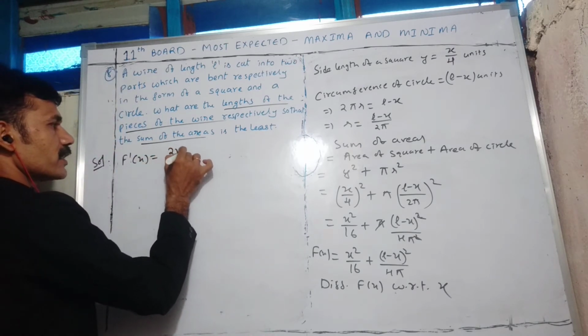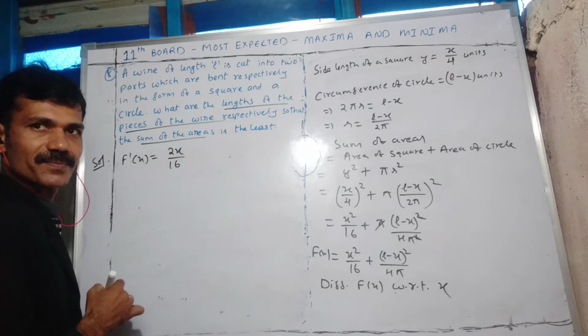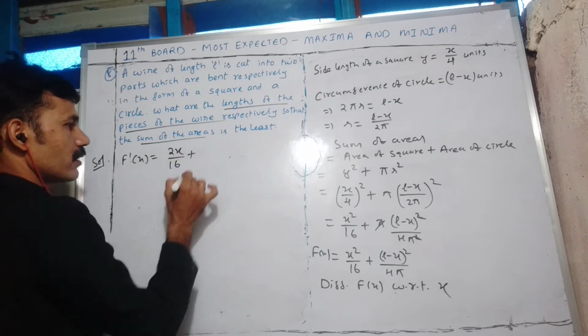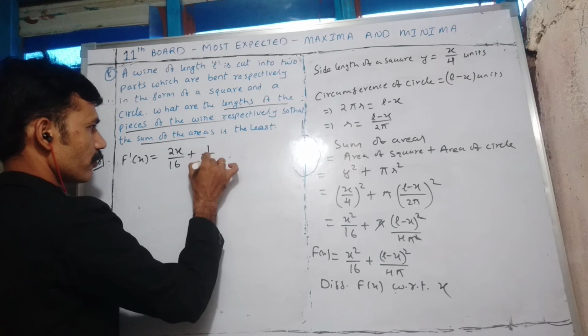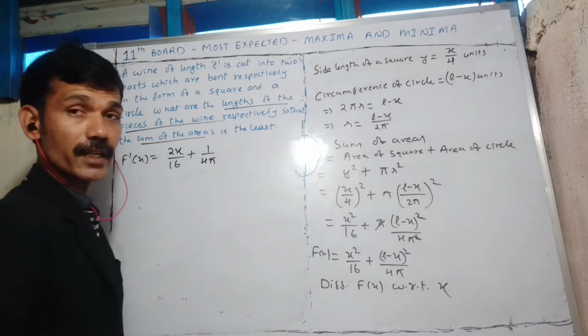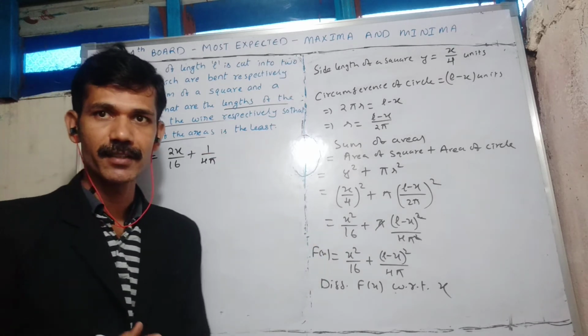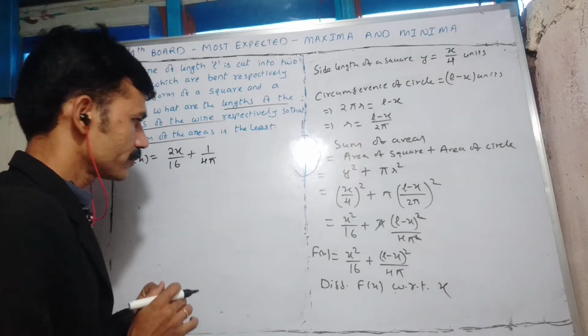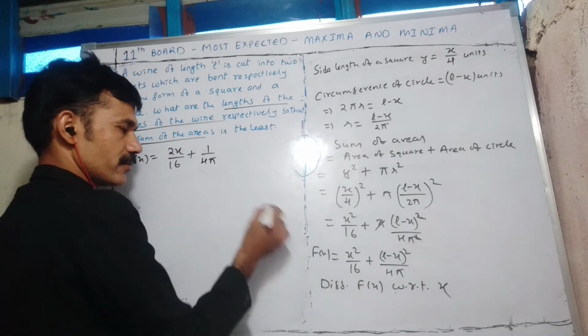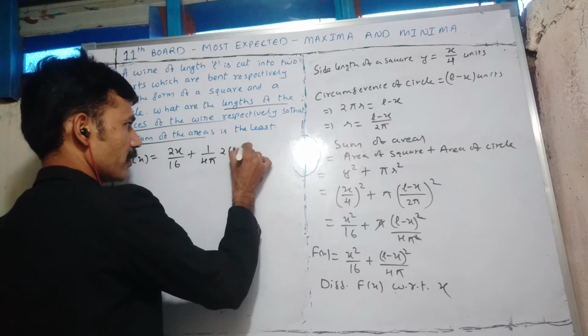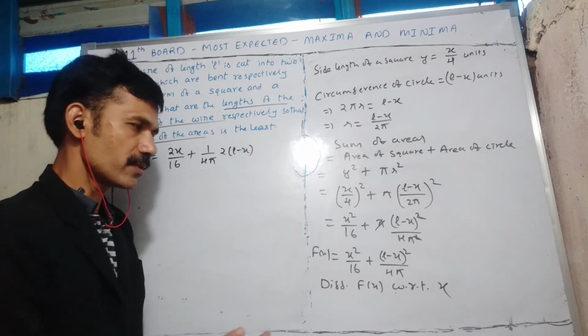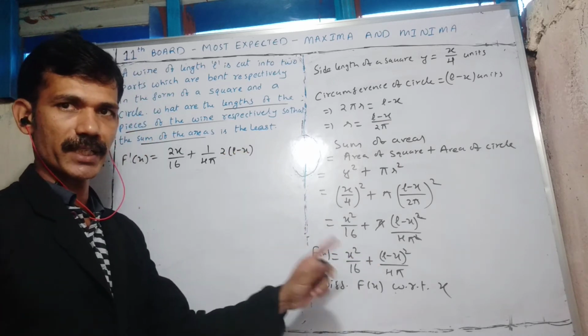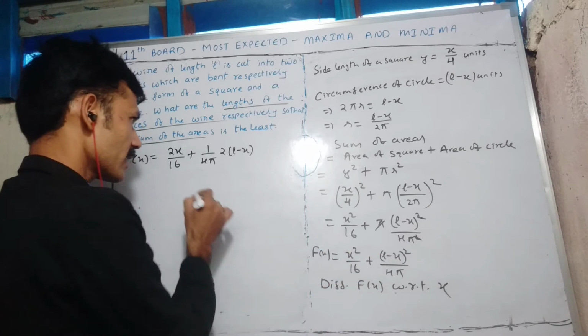X square, if you differentiate, gives 2x upon 16. Here, 1 upon 4 pi is a constant we wrote aside. L minus x whole square we have to differentiate, so you have to apply the chain rule. X square, if you differentiate, gives twice L minus x. Instead of x we have some other expression, so we have to differentiate by chain rule. Differentiate L minus x.